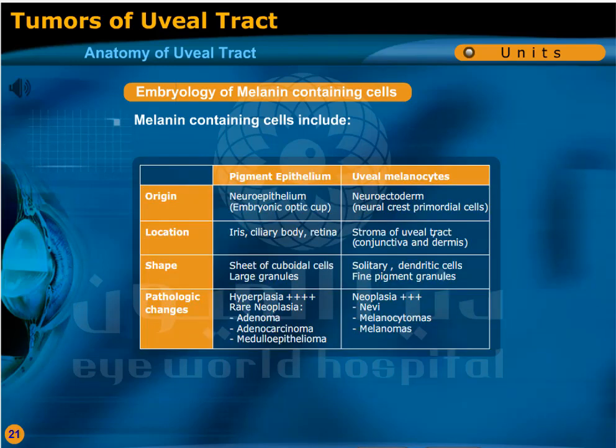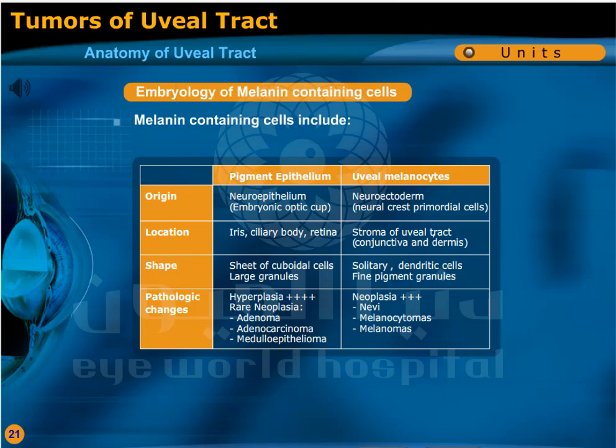Melanin-containing cells include pigment epithelium and uveal melanocytes. Pigment epithelium originate from neuroepithelium, embryonic optic cup, located in iris, ciliary body, and retina. Formed of sheet of cuboidal cells with large granules. Pathologic changes include hyperplasia and rare neoplasia into adenoma, adenocarcinoma, or medulloepithelioma.